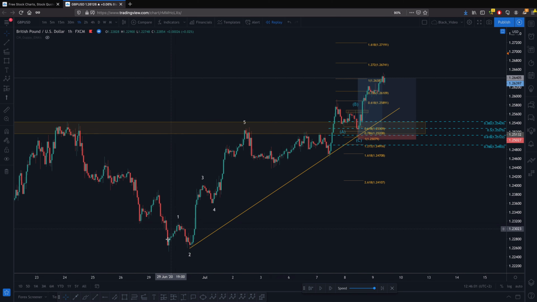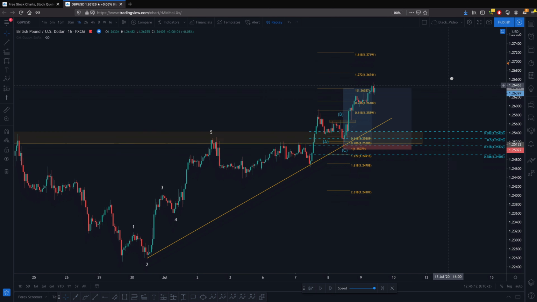We got the impulsive five-wave rise to the upside, sideways correction, impulsive breakthrough, ABC correction, found support, and then we shot back up. Hope you liked the trade idea. Hope you liked how we executed.